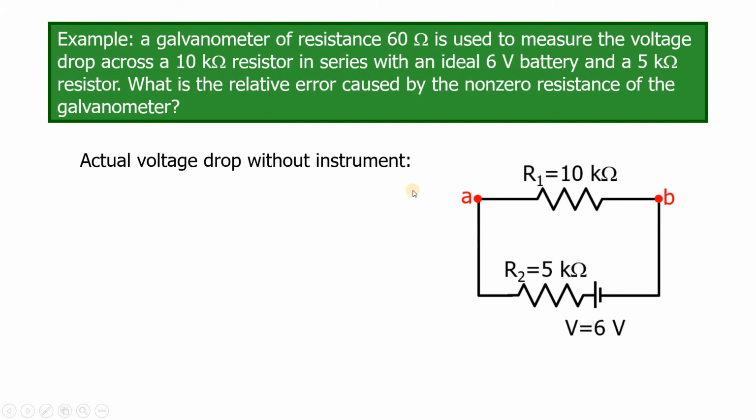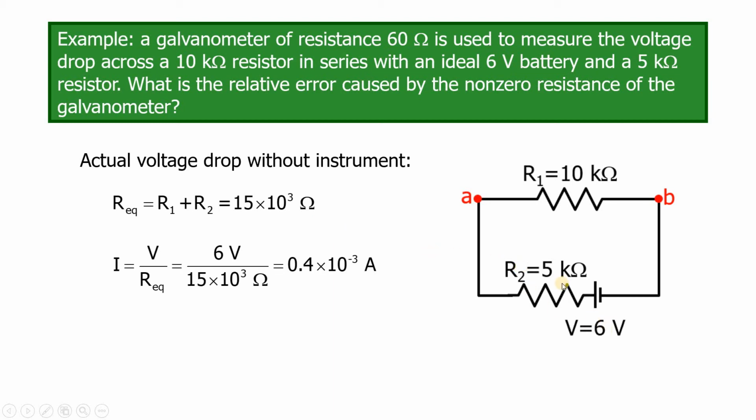So the actual voltage drop without the instrument. Now I am not connecting any instrument here. I am simply checking what the voltage drop is across this resistance. For that, these two are in series. So 10 kilo ohms plus 5 kilo ohms is 15 kilo ohms, that is 15 into 10 to the power of 3 ohms. So the total current is 6 by 15 into 10 to the power of 3, which is 0.4 milliamperes. So this current into this resistance will give the voltage drop here. That is 4 volts. So without the instrument, the voltage drop across A and B is 4 volts.